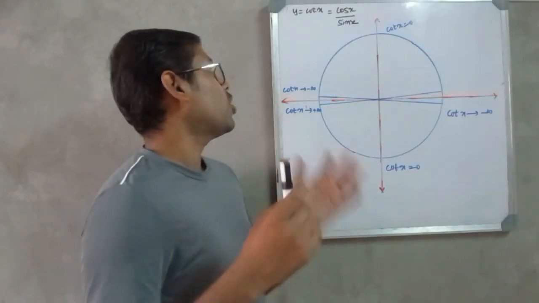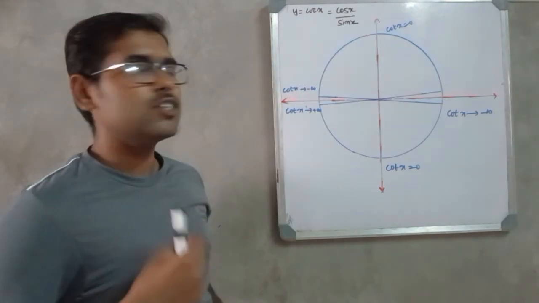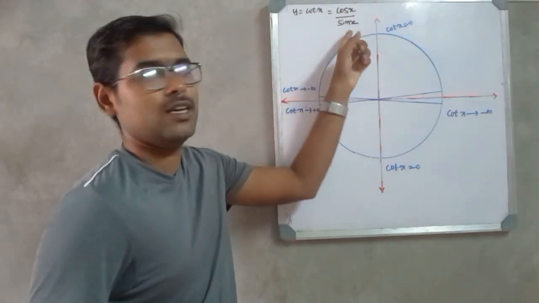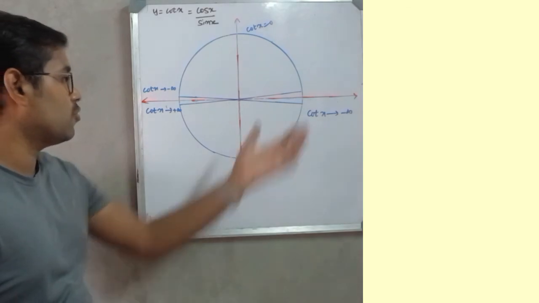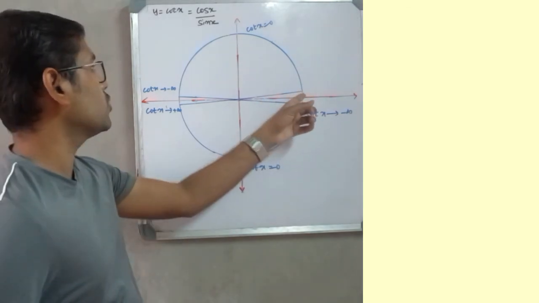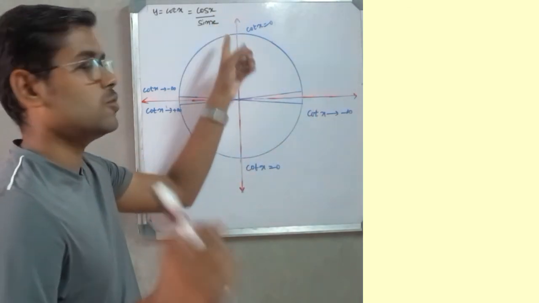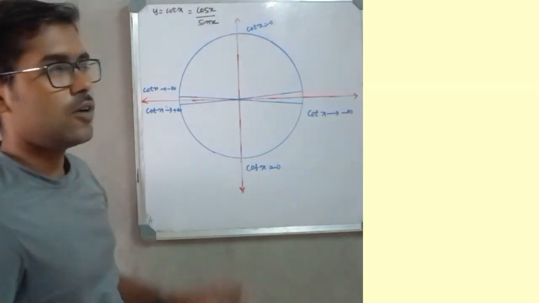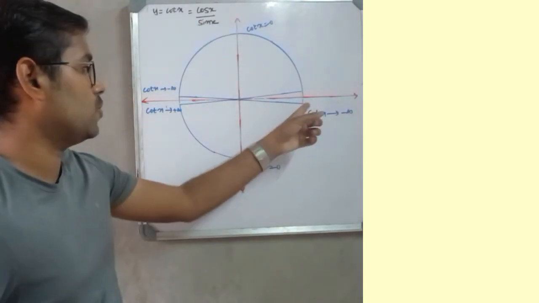Guys, finally let us plot the graph of cot x. The function cot x is defined as cos x by sin x, and in the first quadrant, if you observe here, at x is equal to 0, cos 0 is 1 and sin 0 is 0. So the cot x is not defined at x is equal to 0 here.